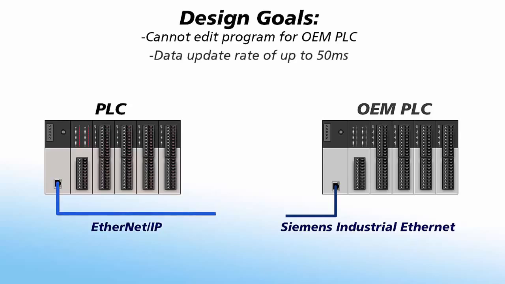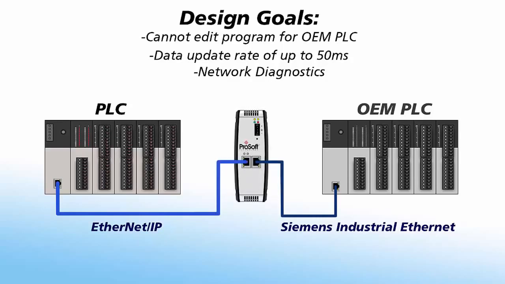We'll need fast data transfer of no slower than 50 milliseconds and be able to diagnose communication problems using the Ethernet IP PLC programming software or an HMI that's communicating with it. Editing the program in an OEM's PLC to initiate data transfers could void the warranty, performance guarantees, or you may not have access to the programming software.